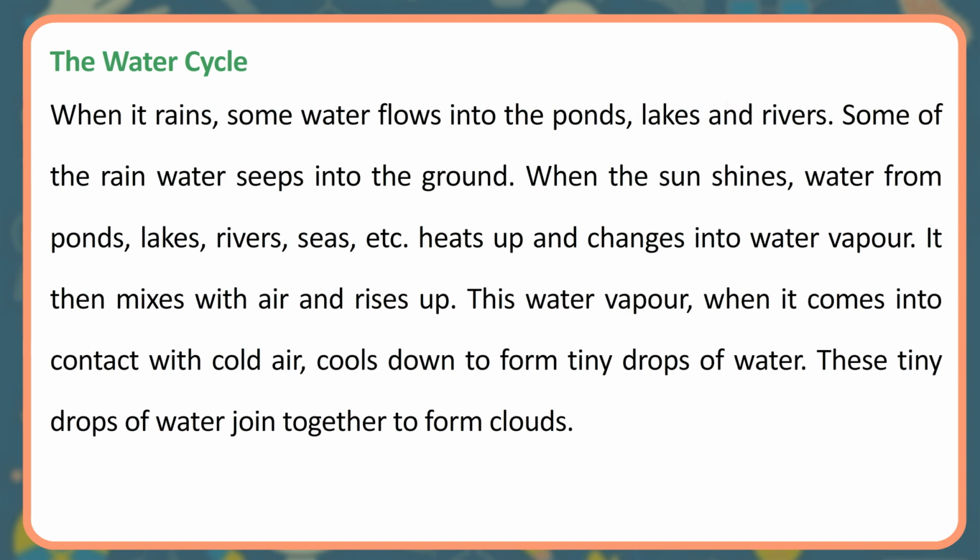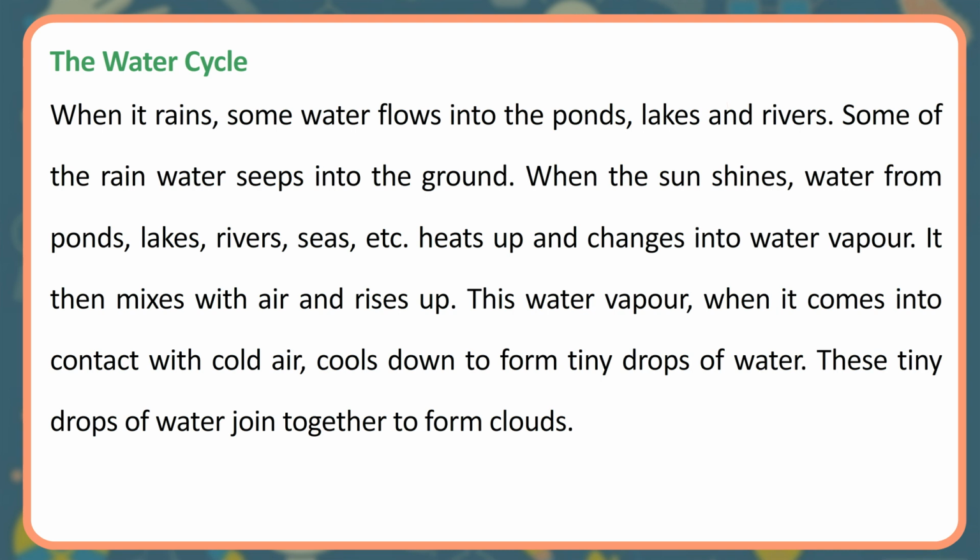The water cycle. When it rains, some water flows into the ponds, lakes and rivers. Some of the rainwater seeps into the ground. When the sun shines, water from ponds, lakes, rivers, seas, etc. heats up and changes into water vapor. It then mixes with air and rises up.